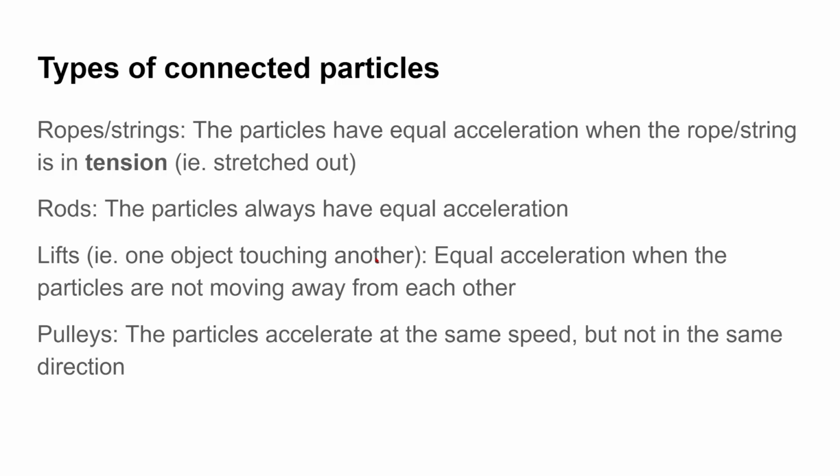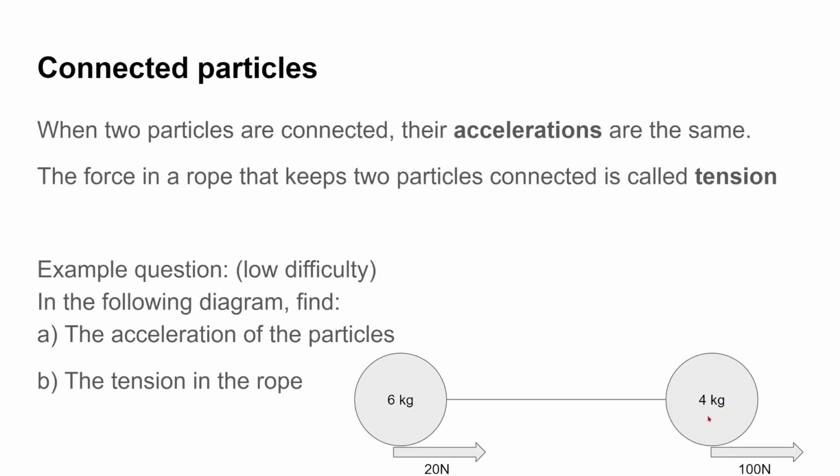Right, there are various types of connected particles. The most common one is ropes and strings. As said before, they have equal acceleration, but only when the string is in tension, meaning it's pulled apart by the objects. So in the previous example, this 4 kilogram mass was moving faster than the 6 kilogram mass, which is causing the rope to be stretched out, which is why we could assume that their accelerations are the same. If the 4 kilogram mass was instead moving towards the 6 kilogram mass, then the rope would buckle and we could no longer assume the same acceleration on both masses.